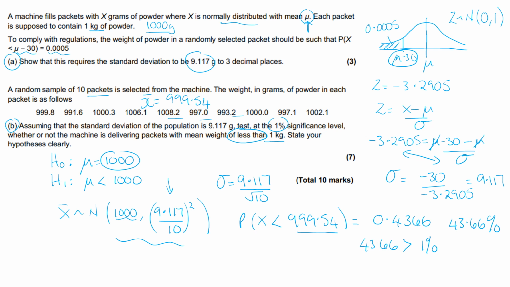Now, the other thing you can do is find the relevant Z value using the 999.54, and that comes out to be equal to minus 0.16, and then the 1% level Z value is minus 2.326, and obviously that value is higher than the Z value, and that's another way to get the answer that we're going to be accepting H0, insufficient evidence to suggest that the mean is less than 1 kilogram.